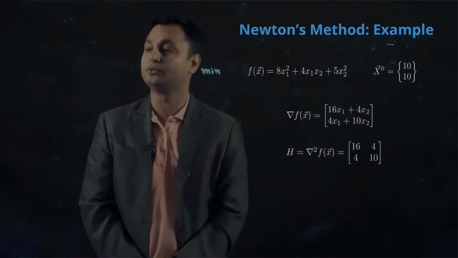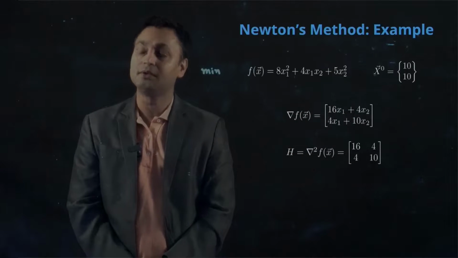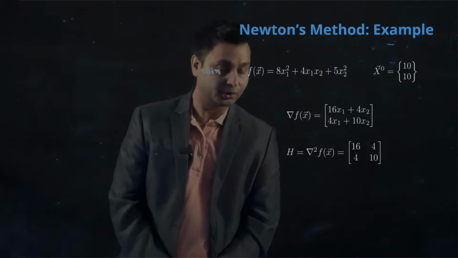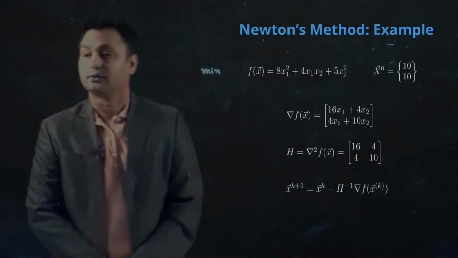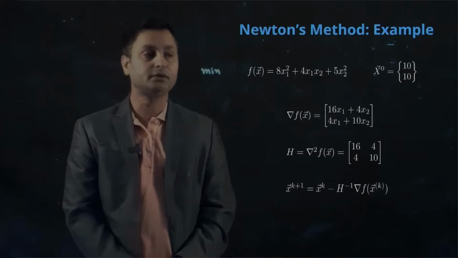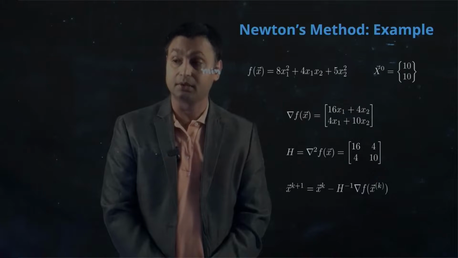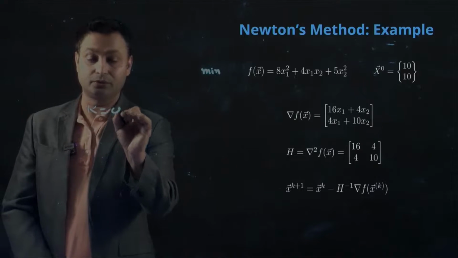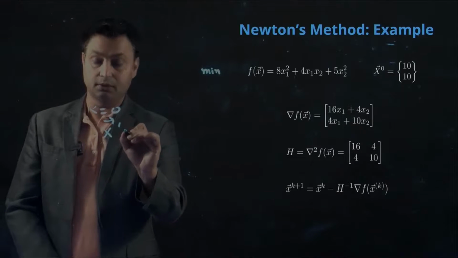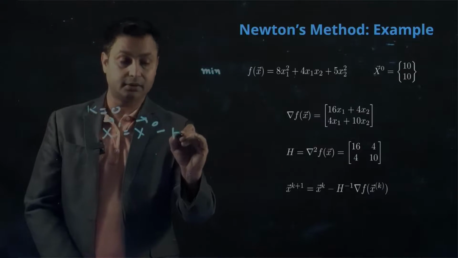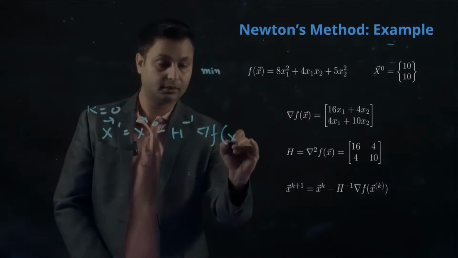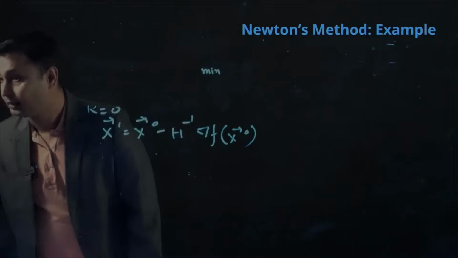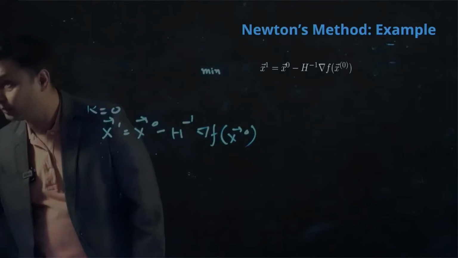Now, since we have these two pieces of information, we can club them together to find the iterative scheme that is used in Newton's method. So again, what is the iterative scheme? x k plus 1 is equal to x k minus H inverse times the gradient of f at x k. Okay, so if we instantiate k equal to 0, then we have x1 equal to x0 minus H inverse times the gradient at x0. So that is what we want to use. So let's use that and see how the calculations turn out.